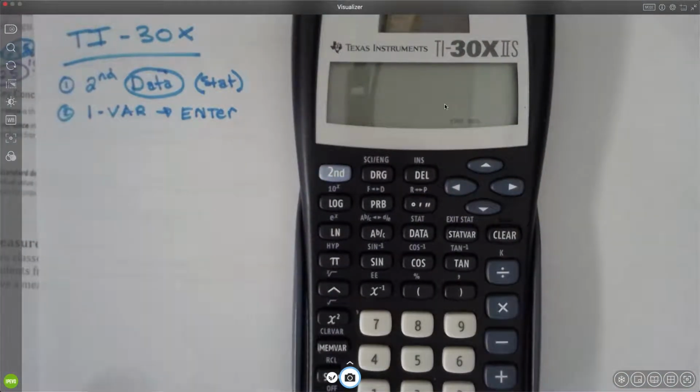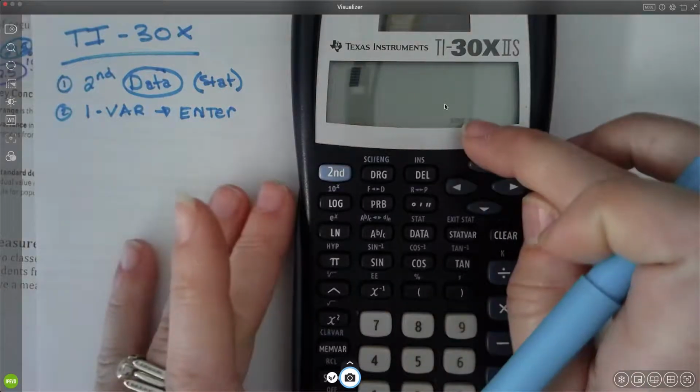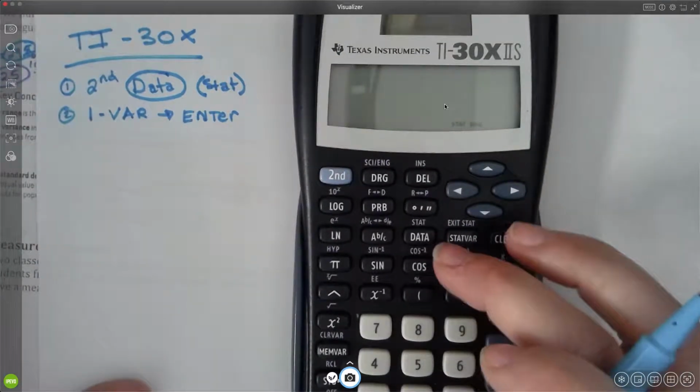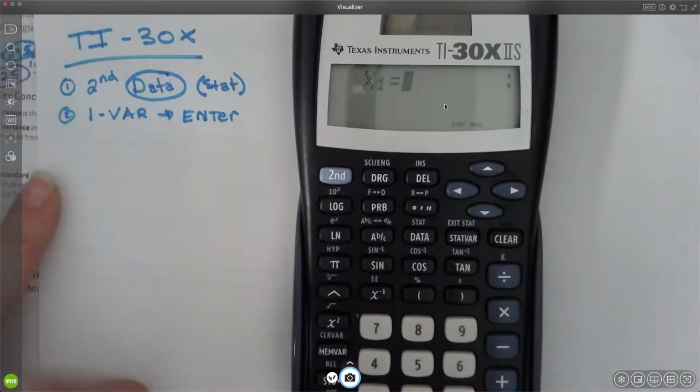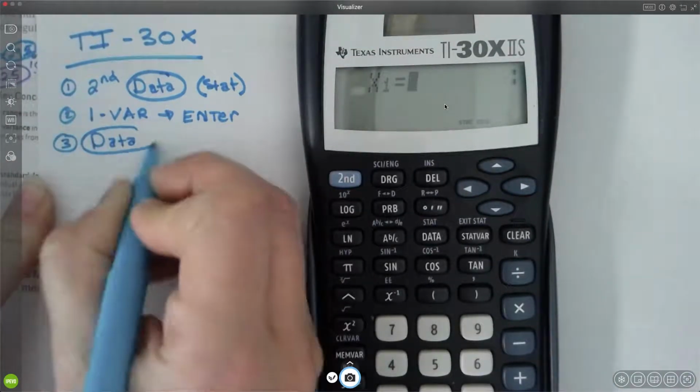Do you know what happened to my screen? Did you see what happened to your screen? What does it say now? It says stat down in the corner right here. So now what I'm going to do is hit that data button. D-A-T-A, you hit that data button and we start entering stuff in.